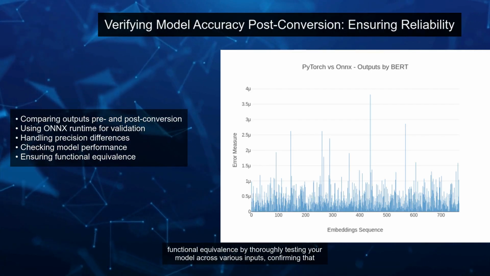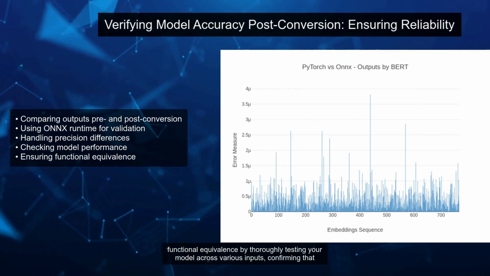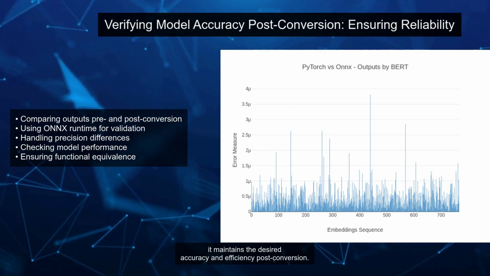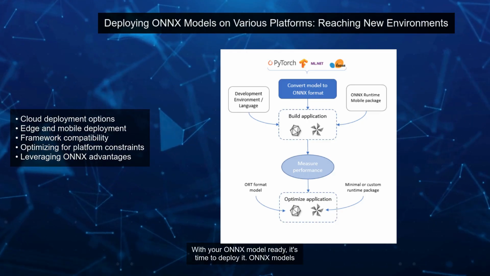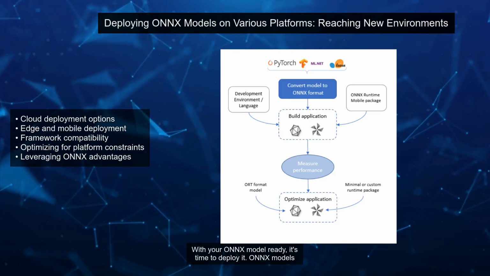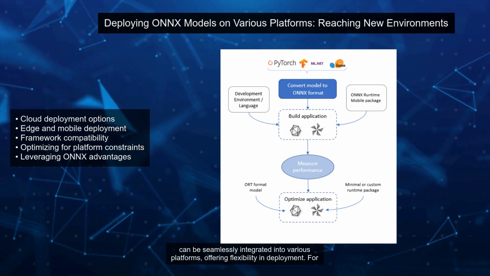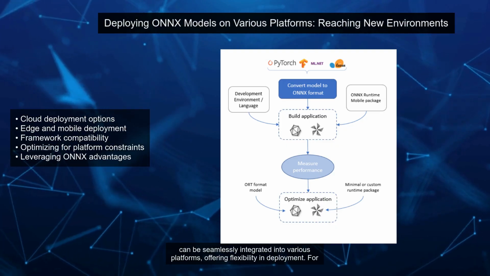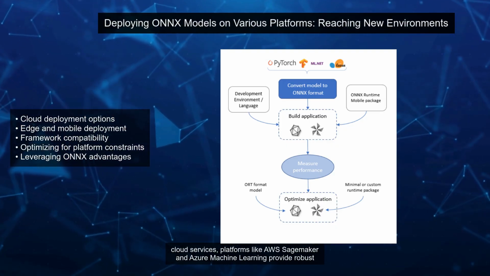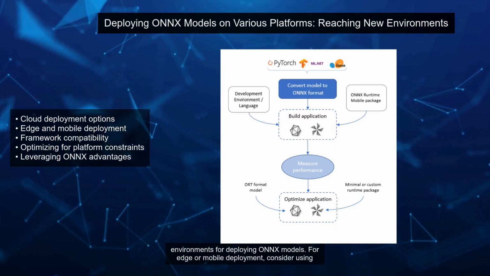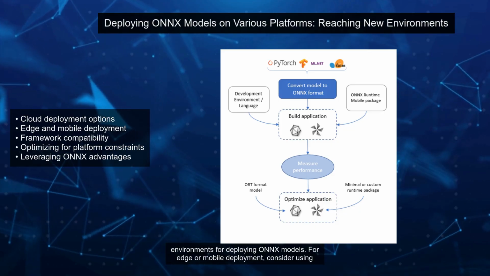Ensure functional equivalence by thoroughly testing your model across various inputs, confirming that it maintains the desired accuracy and efficiency post-conversion. With your ONNX model ready, it's time to deploy it. ONNX models can be seamlessly integrated into various platforms, offering flexibility in deployment. For cloud services, platforms like AWS SageMaker and Azure Machine Learning provide robust environments for deploying ONNX models.